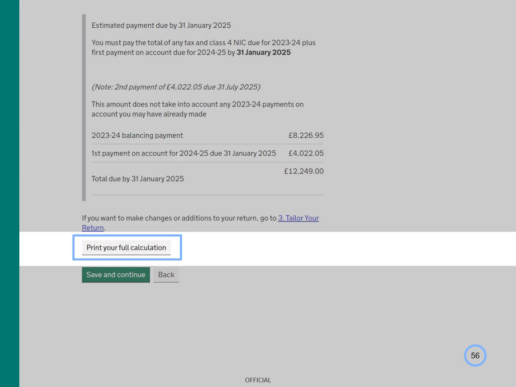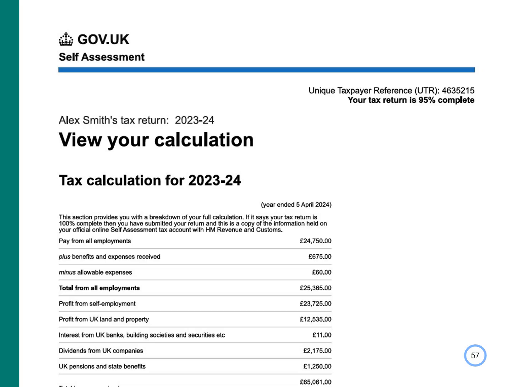Finally, you can print your full calculation by selecting this link. This opens up a page known as an SA302, which you can then print. You may need this, for example, if you're applying for a loan or a mortgage. Once you've printed your SA302, you can go back to the tax return calculation and select Save and Continue.